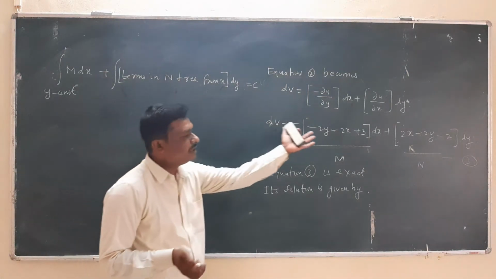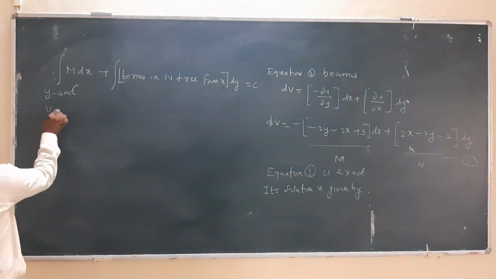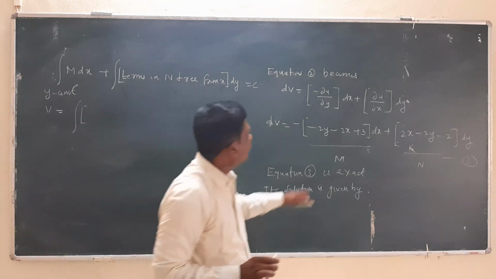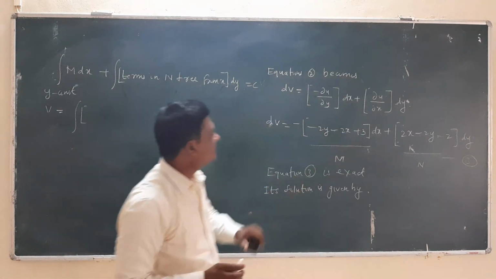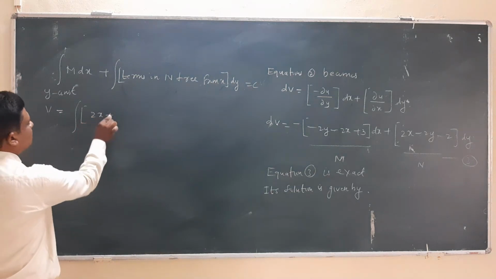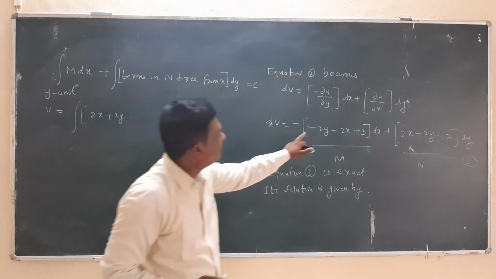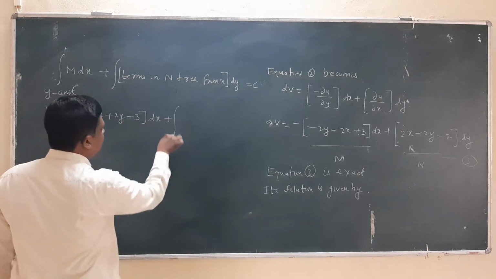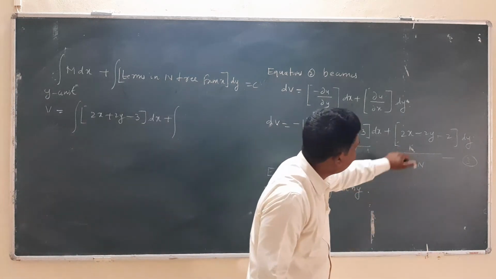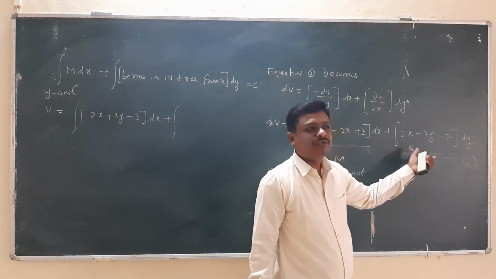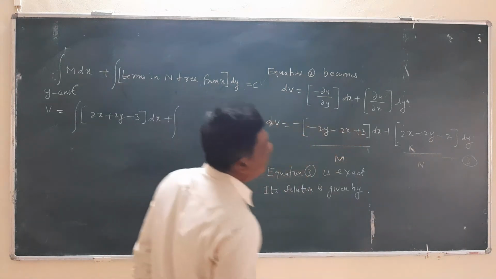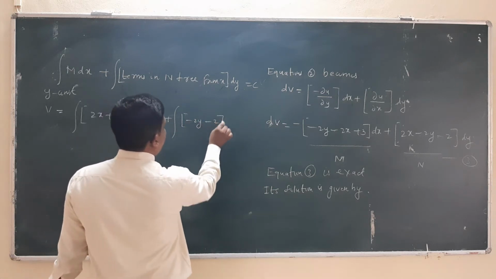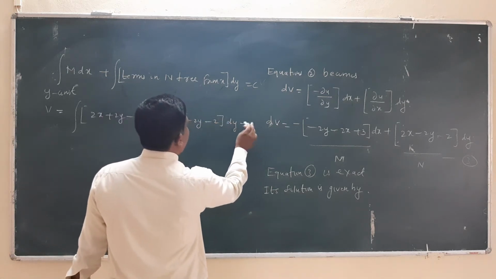Now integrating this, integration of dv is given by v. So integration of M into dx. Here M is, taking the minus inside the bracket, 2x plus 2y minus 3 into dx. Integration of N into dy: in N we have to take the terms which are free from x, that is minus 2y and minus 2. Minus 2y minus 2 into dy, plus c.